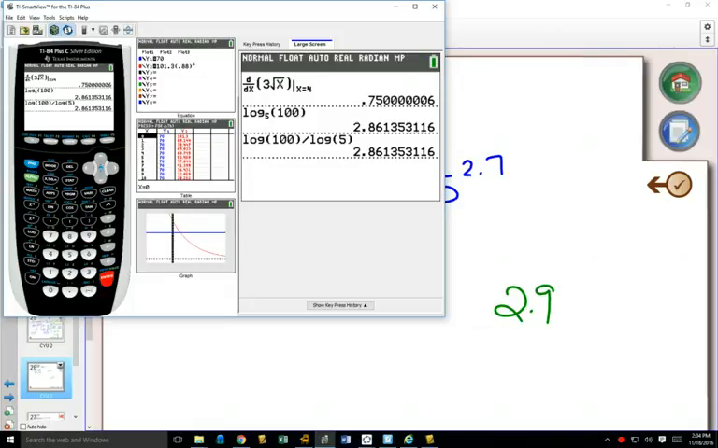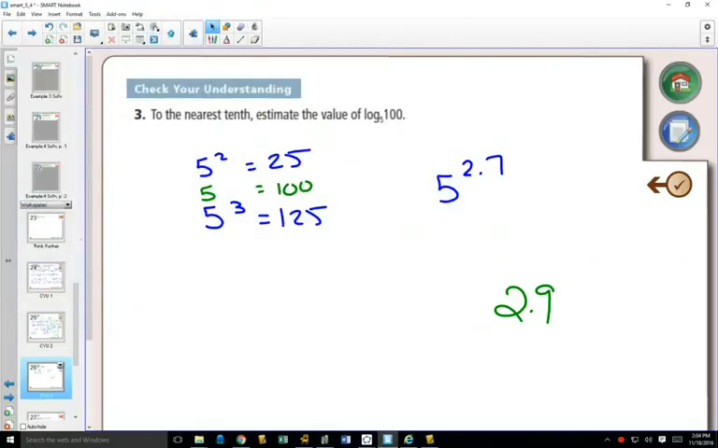So we can do this on our calculator, but if this was an actual estimate question on an exam, they would ask you to estimate between which two numbers to show that you understand how logs work. That logs are solving for an exponent. We're trying to find 5 to the something is 100. If you think of your powers chart, you know 5 squared, you know 5 cubed, and 100 has to be somewhere in between them.